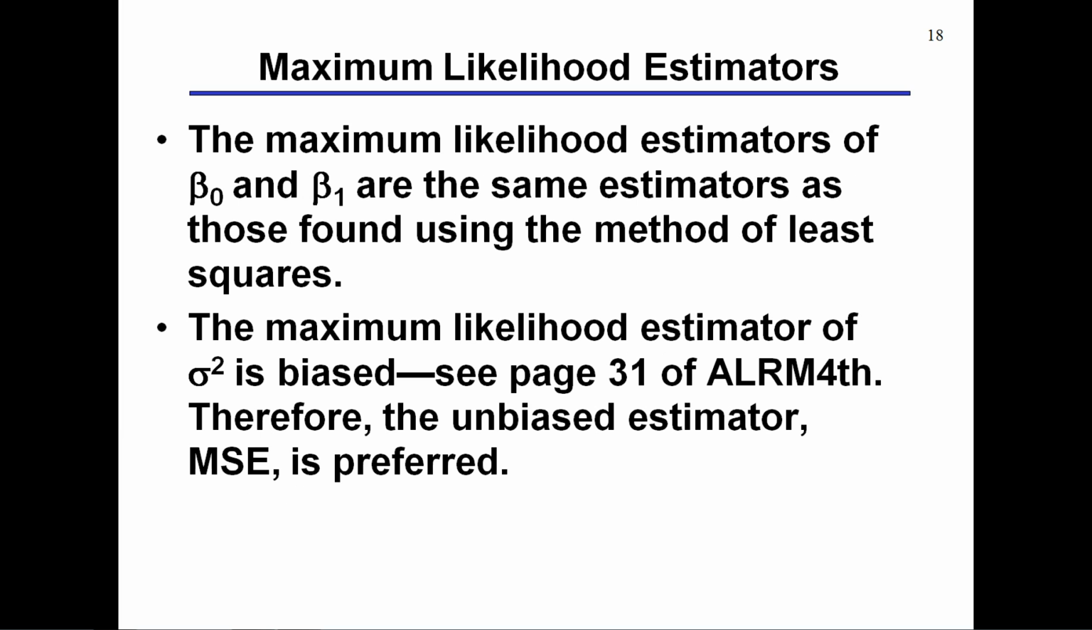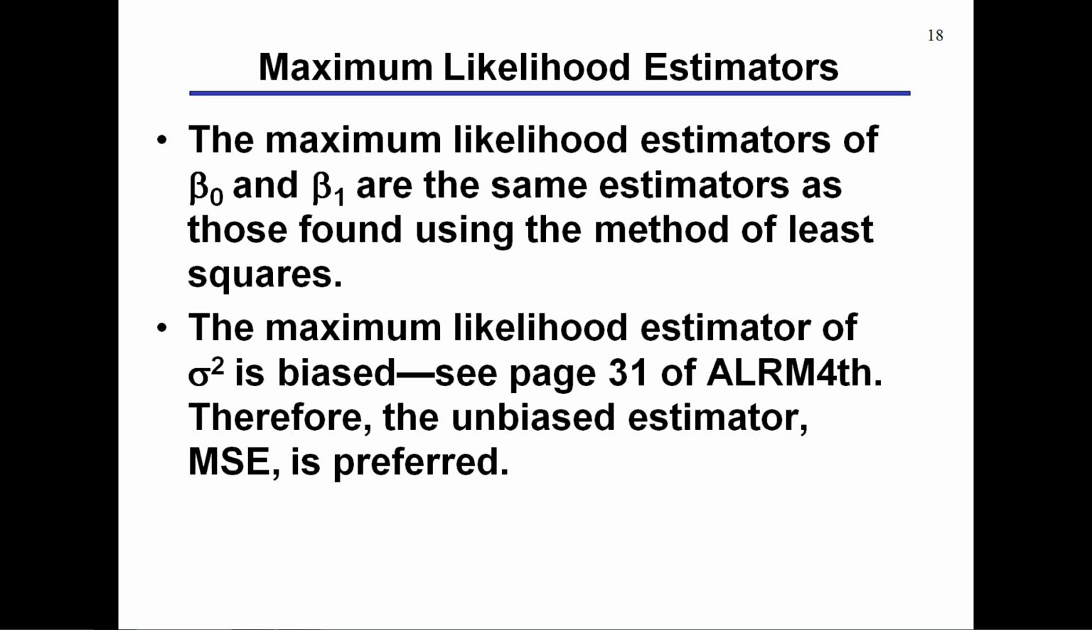There's some discussion in our textbook about maximum likelihood estimators of beta 0 and beta 1. Suffice it to say at this point that the maximum likelihood estimators for beta 0 and beta 1 are precisely the same B0 and B1 that we get when we do the ordinary least squares approach. The maximum likelihood estimator of sigma squared, however, is biased, and that's why we prefer to use mean squared error.